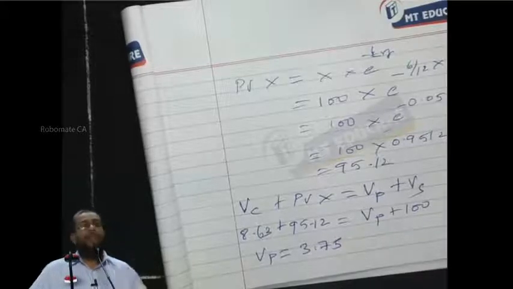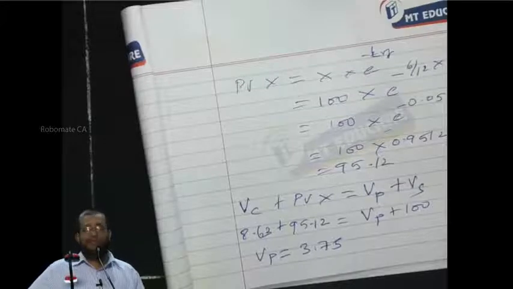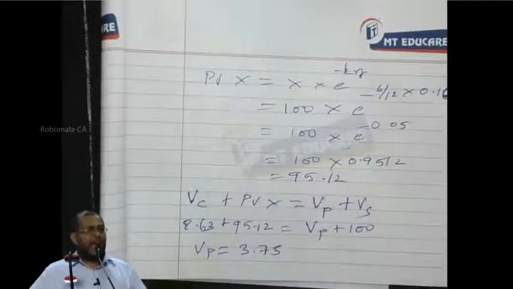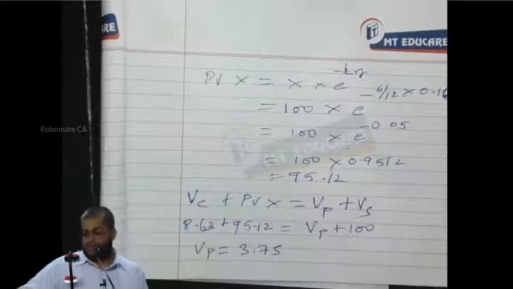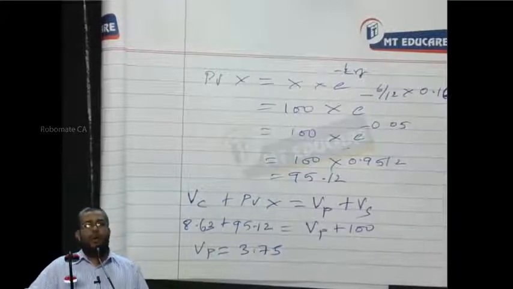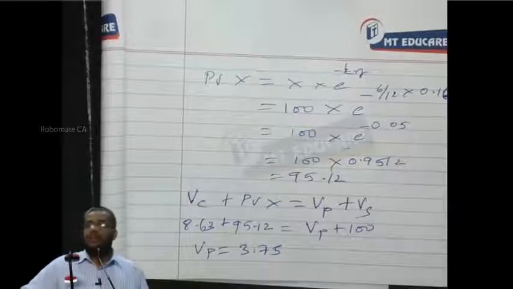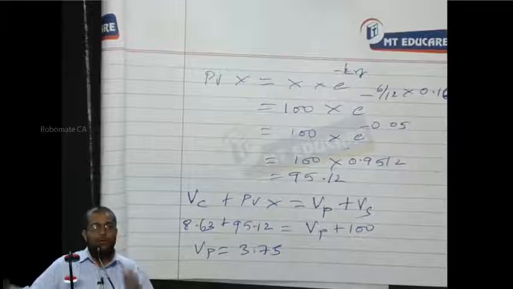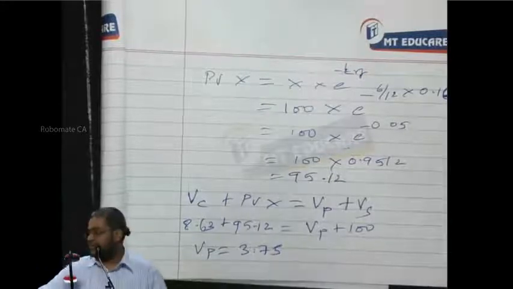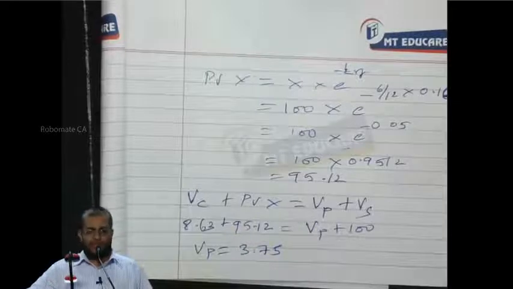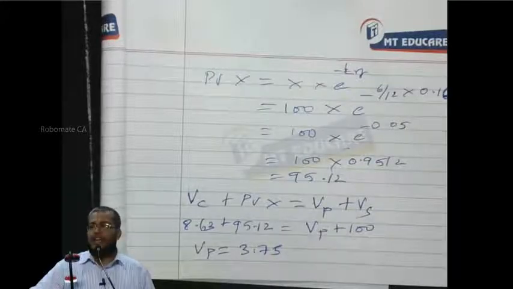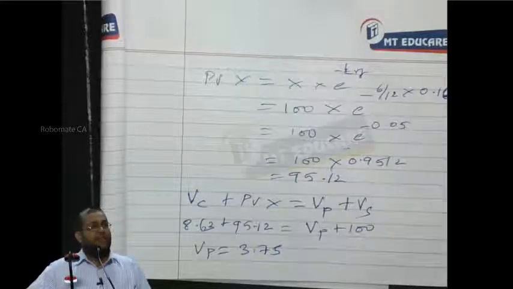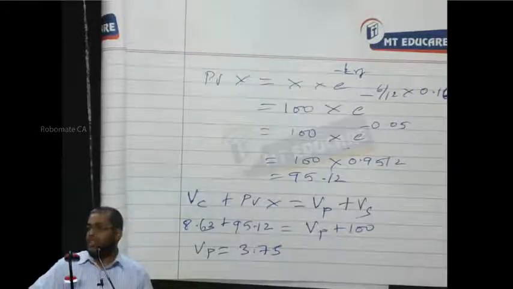Everybody following or not? Next. Point number five. Risk-free rate can be used to discount only those cash flows that have what? Zero standard deviation. Risk-free rate can be used to discount only those cash flows that have zero standard deviation.